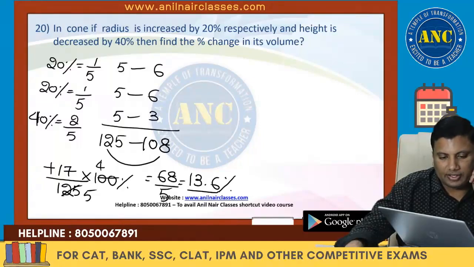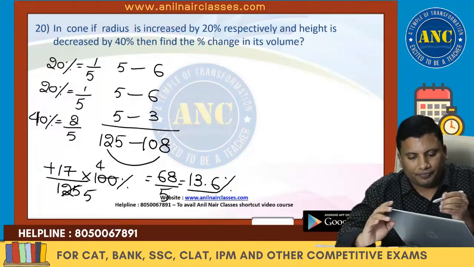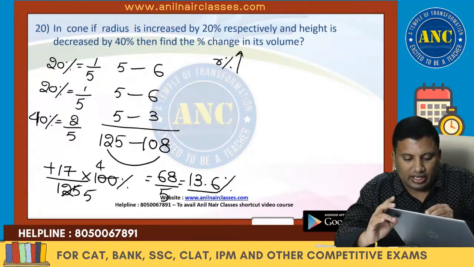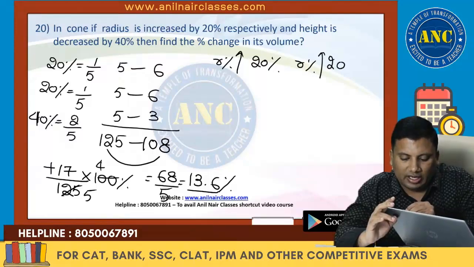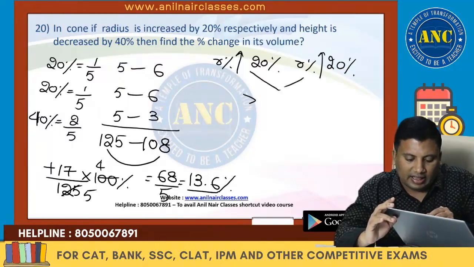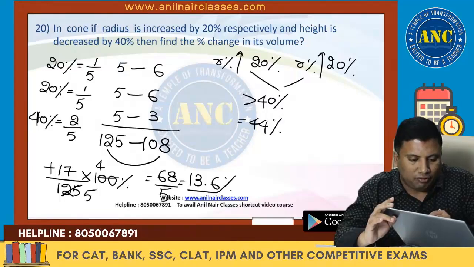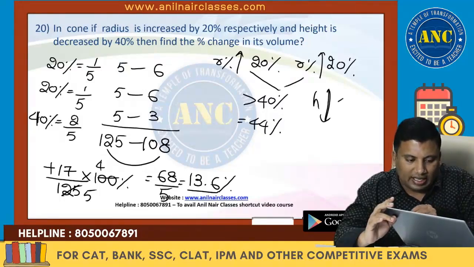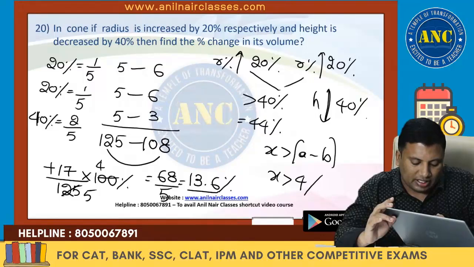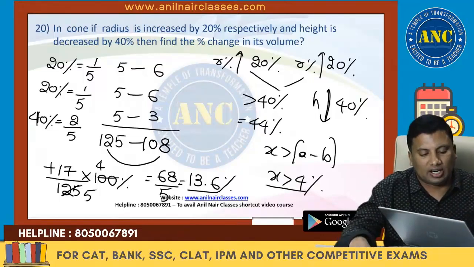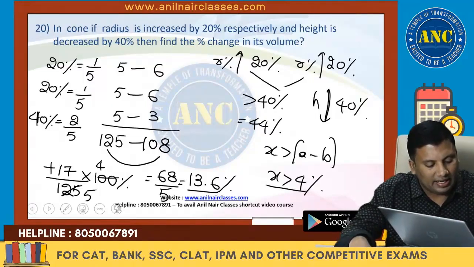The idea is clear, right? So these are nothing but r percentage, it is 20. Again r percentage is 20. So this is greater than 40 percent, or more or less it is 44 percent. Height is decreased by 40. So x is greater than a minus b. The answer is greater than 4 percent. Keep an eye on the answer options. I hope the idea is clear.